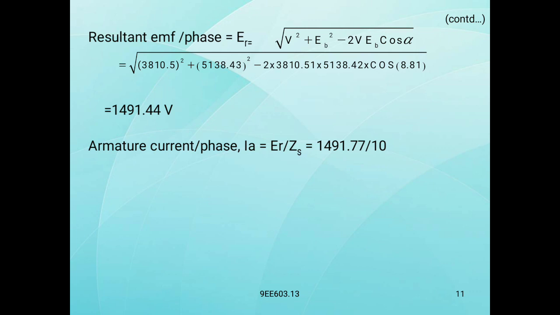Now the armature current per phase Ia is equal to Er by Zs, that is 1491.77 by 10, which is nothing but 149.12 amps. For star connection, IL is equal to I phase is equal to Ia, that is equal to 149.12 amps.